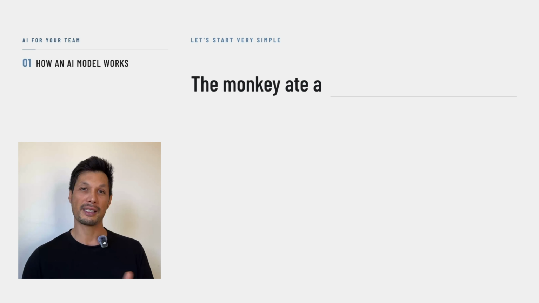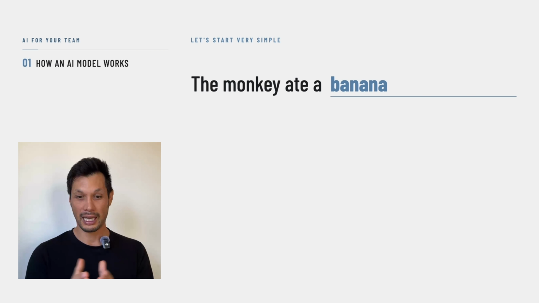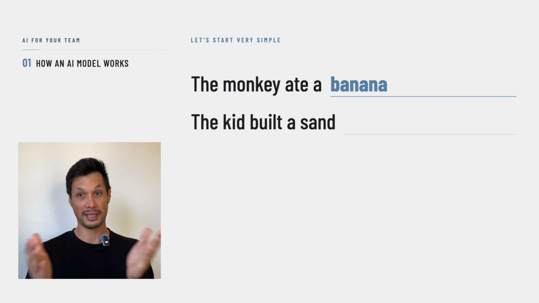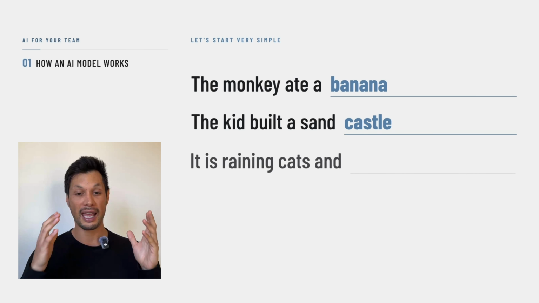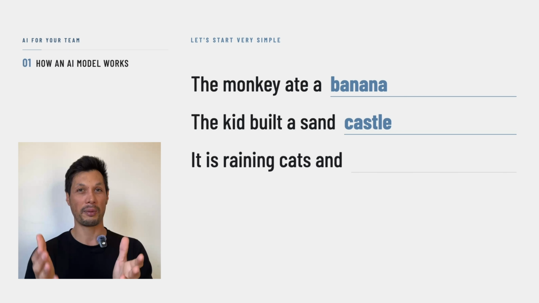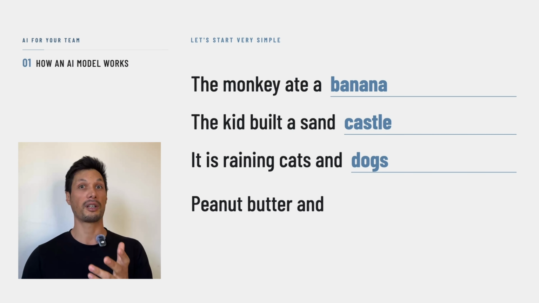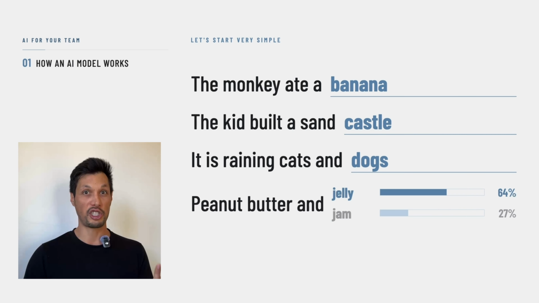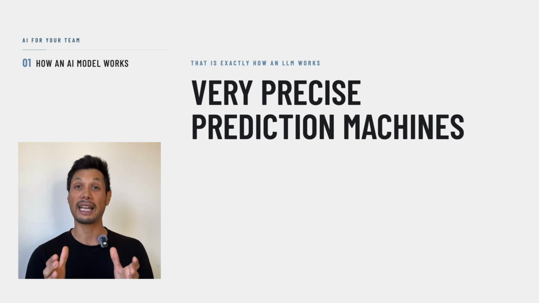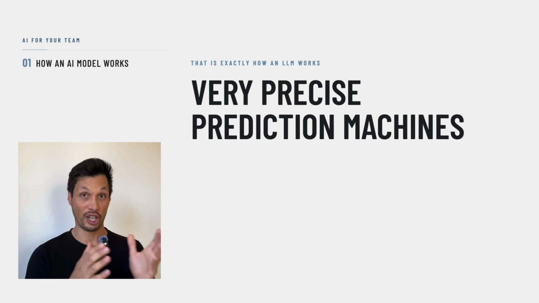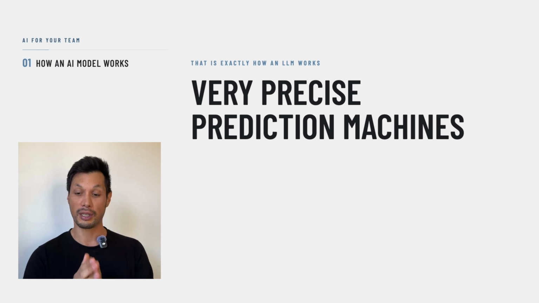If I say the monkey ate a, you're gonna think about a banana, probably. If you say the kid built a sand, you're gonna say castle. If I say it's raining cats and, you're probably gonna say dog. And if I say peanut butter and, some of you are gonna say jelly, some of you are gonna say jam. And that is exactly how an LLM or large language model actually works.